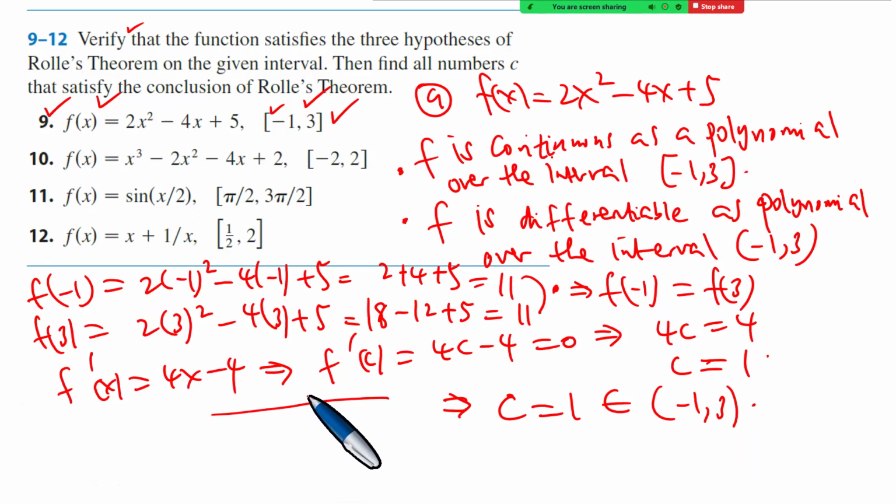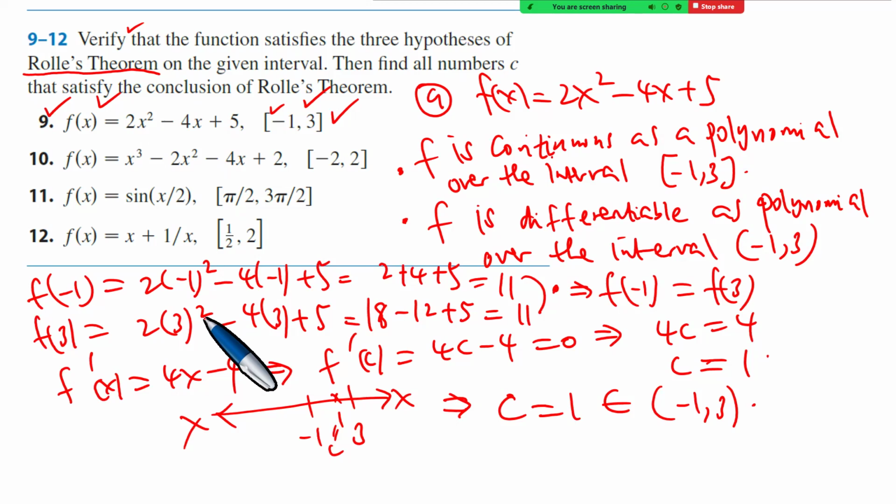We can look at that on the number line. Here is minus 1, here is 3, and therefore the number 1 is sitting there. This is our number C between minus 1 and 3. And then we're good. So what do we call this theorem? This theorem is very important when it comes to graphs and functions, and it is called Rolle's theorem.